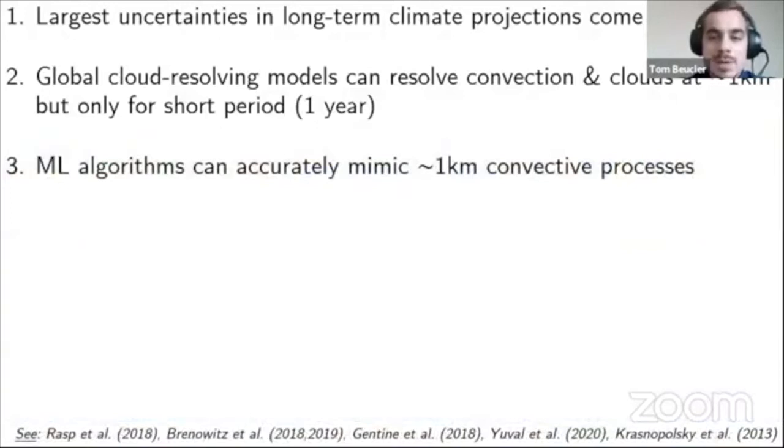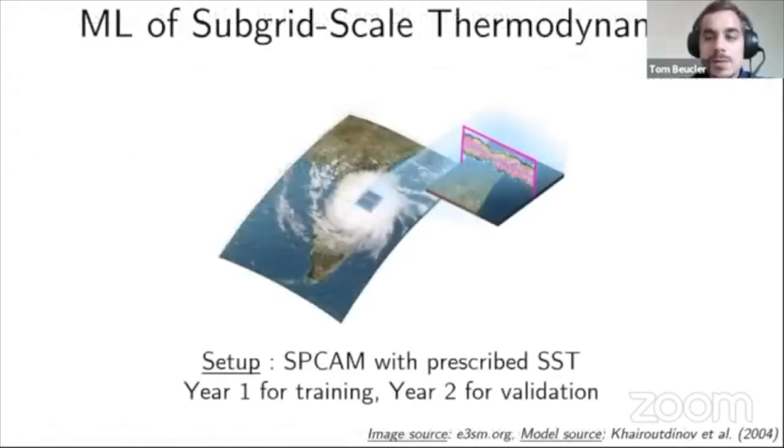Now, the third motivation is that in parallel to the development of global cloud resolving models, progress in stochastic optimization has improved machine learning algorithms to the point where they can be trained on these high-resolution simulations to then accurately mimic the effect of deep cloud systems on climate. And to make things a little more concrete, I'm going to show you the setup that we typically use in our lab to machine learn subgrid scale thermodynamics for climate modeling.